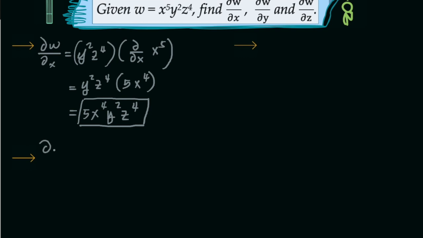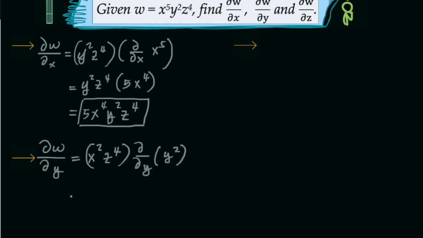Now we'll have the partial of our function w with respect to y. When we are differentiating with respect to y, we're holding the variables x and z as constant. So we'll just write x to the 5th and then z to the 4th power, and then we'll get the partial with respect to y of y squared. This is equal to x to the 5th z to the 4th power times the derivative of y squared with respect to y, which is 2y, and then we'll simplify. This will become 2x to the 5th y z to the 4th power.